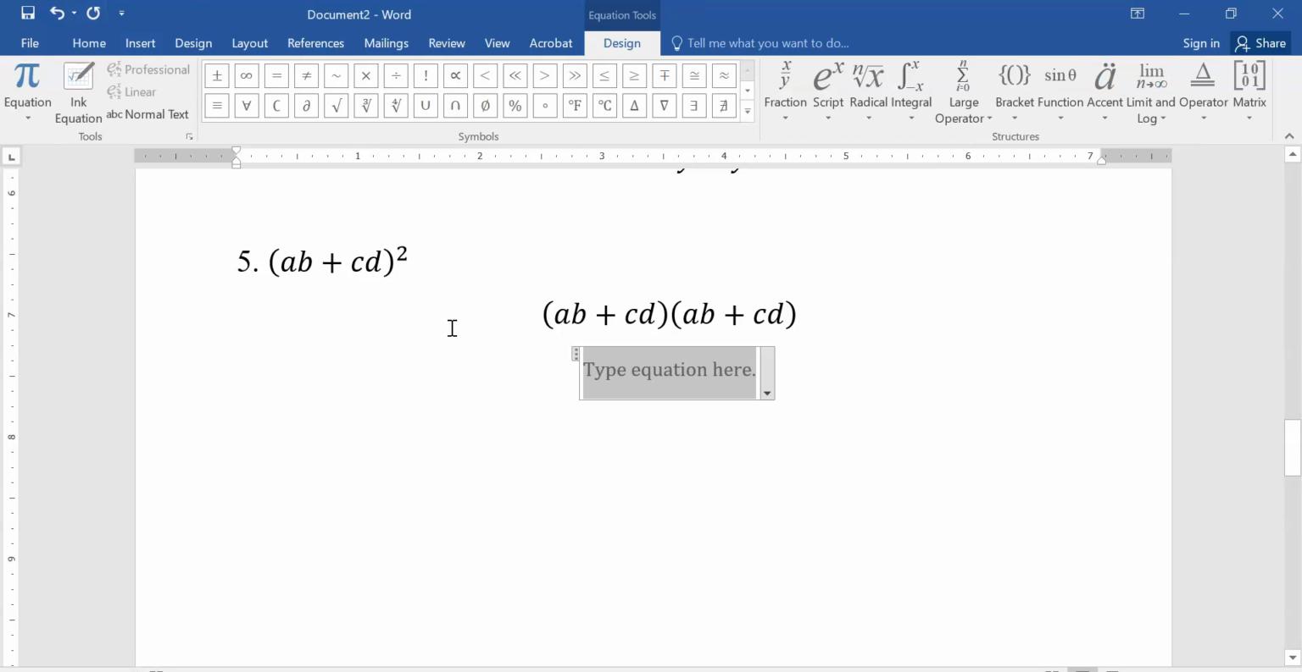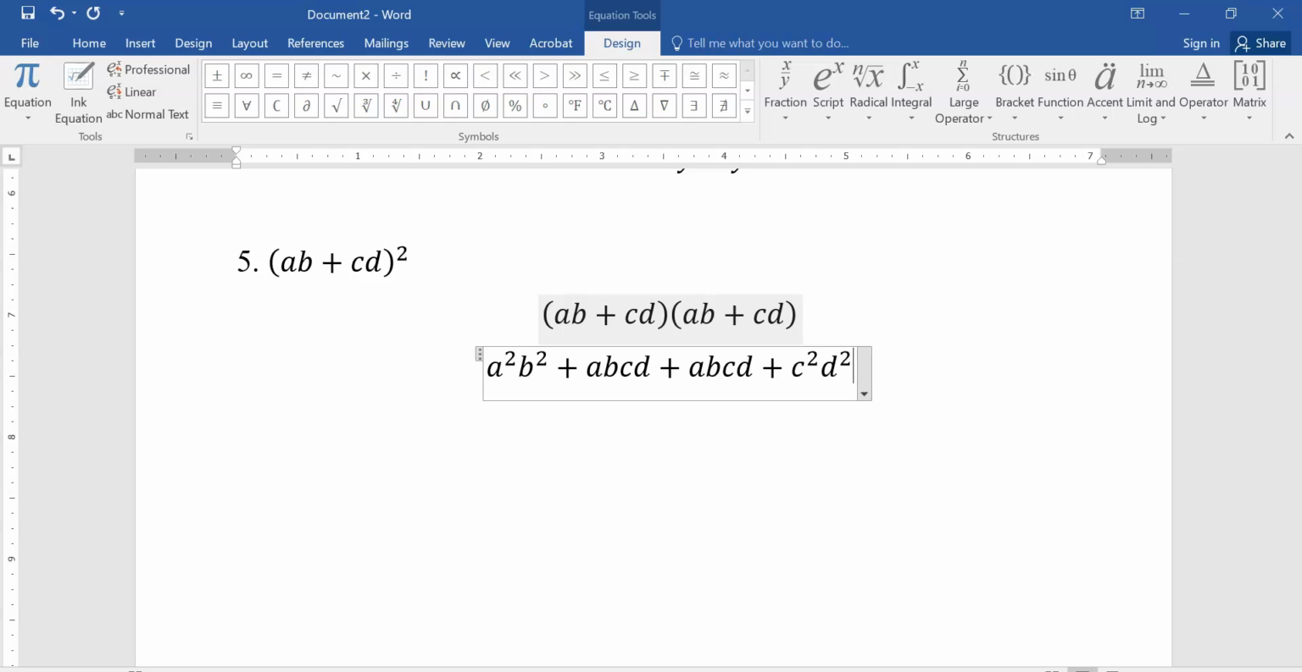All right, so AB times AB is just A squared B squared. AB times CD is ABCD. Here I take CD times AB. Now, at this point, I'm just going to do my order. I know everything's multiplied, so I'm going to put the AB in front and the CD behind so I can see that it easily matches this other term. And then lastly, CD times another CD is C squared D squared.